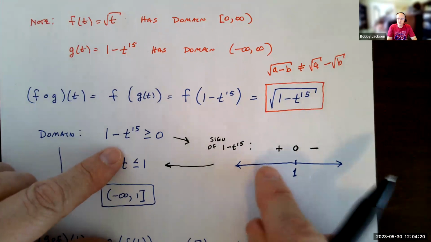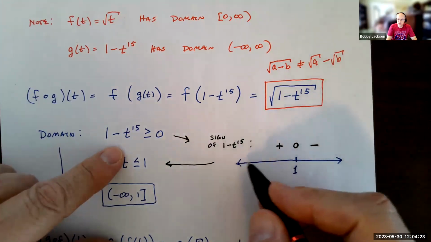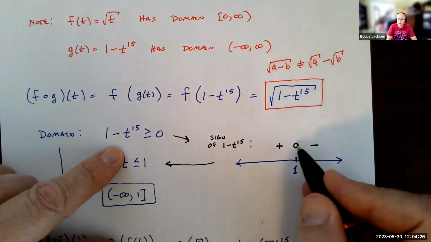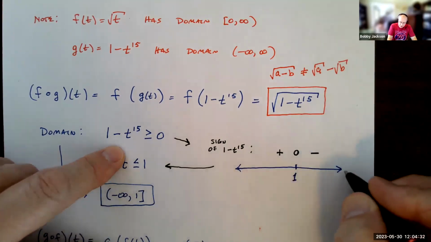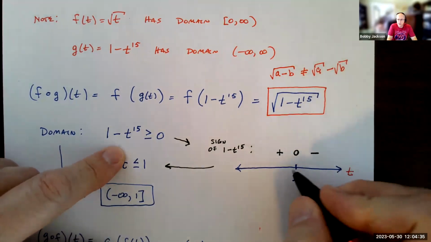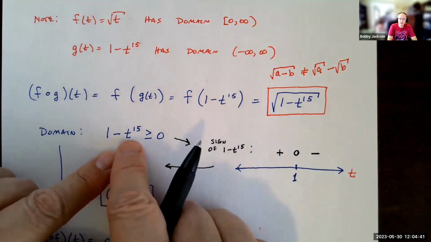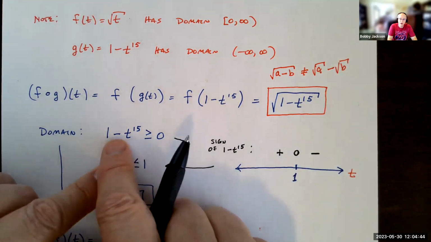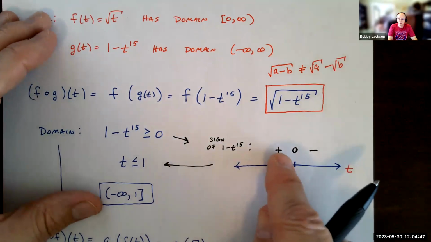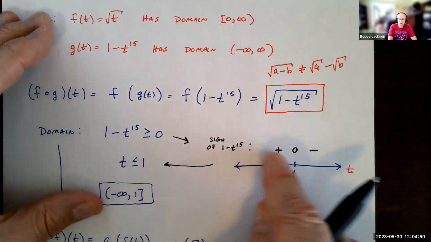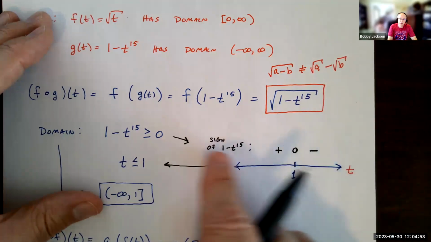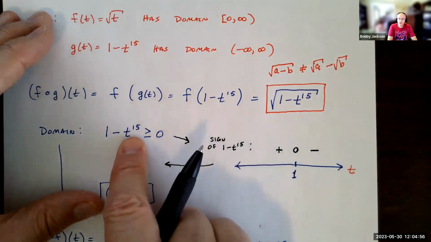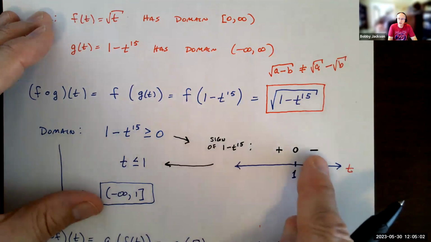So I like to do my sign check this way. For the sign of 1 minus t to the 15th, I do a real number line. I notice at 1, that's where the 1 minus t to the 15th is 0 when t is equal to 1. So this is the t value here. And if I plug in something less than 1 like 0, what happens when you plug in 0 for t? 1 minus 0 to the 15th power. 1 minus 0 is 1. I get a positive number. That means everything less than 1 will be positive. Anything greater than 1, like again, 2, if I plug in 2 to the 15th power is a huge number, much bigger than 1. So when I subtract, I'm going to get a negative number.